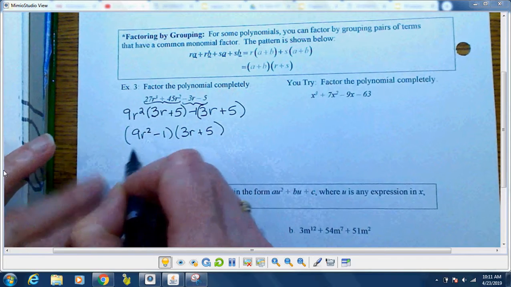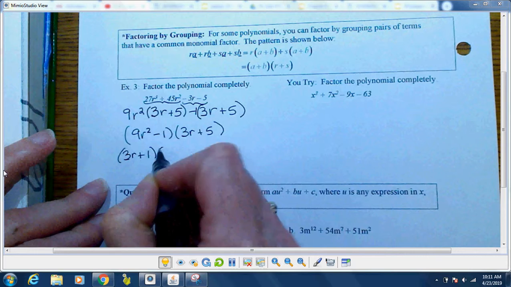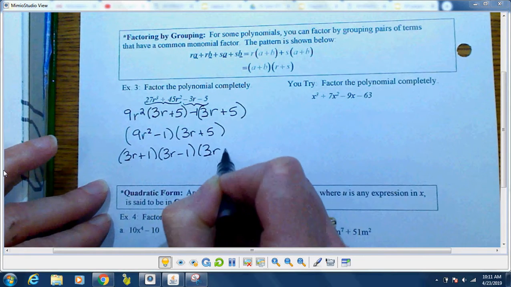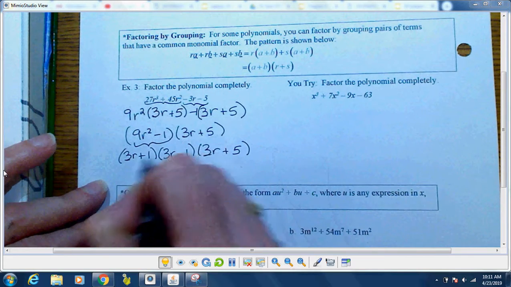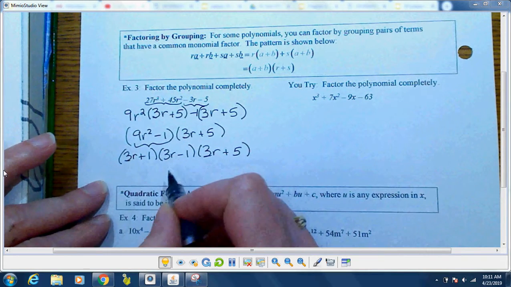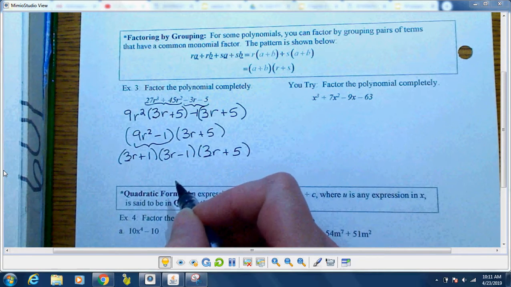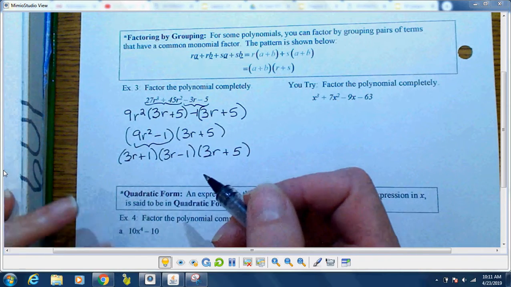I took a 9r squared out of those two. I took a negative 1, factored it out of those two, so I got a common grouping here. Then I treat it as 9r squared minus 1 times that, 3r plus 5. This is the difference of two squares. So this can be 3r plus 1, 3r minus 1 times 3r plus 5. So all I did was I replaced this with those two right there. So that's the thing about factoring polynomials, is when you get to the end, you got to ask, are there any more puzzle pieces here? Can this get broken down any more?